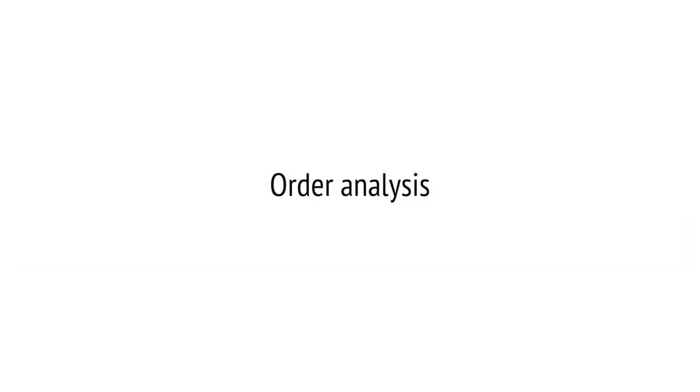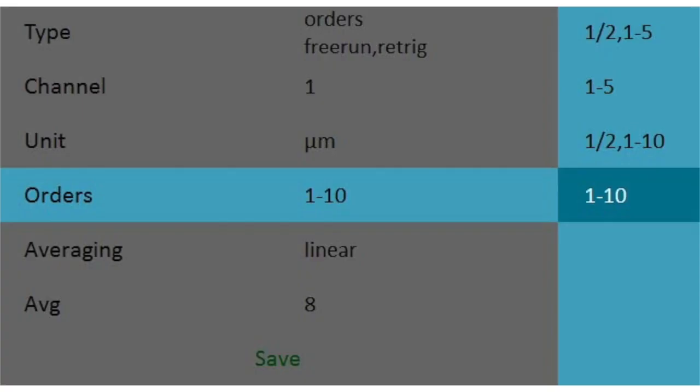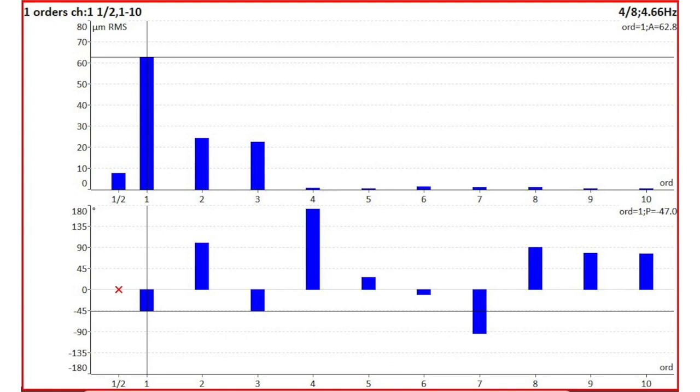The order analysis displays values of amplitude and phase on speed frequency and its harmonics and subharmonic multiples. Select the orders measurement and define the harmonics and subharmonic parts you want to measure. Now you can see all orders, amplitudes and phases.